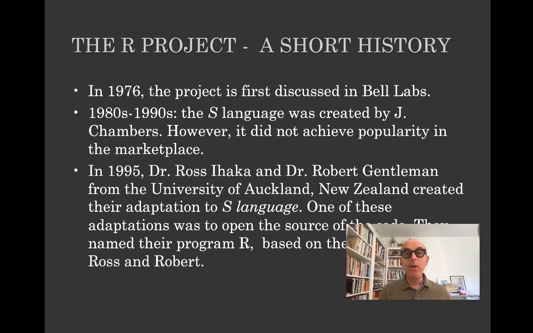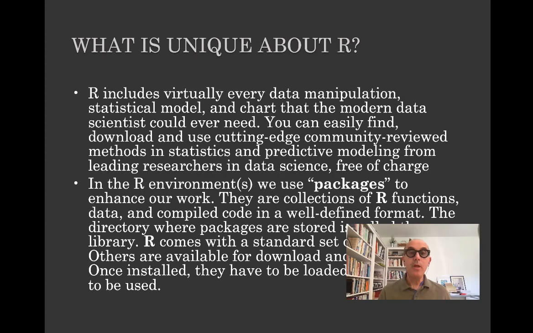So what happened was that in 1995, two professors from the University of Auckland took the S language and opened its source code to everyone to see. And they called it programming R. Why R and why not Z or T? Because their first names, Ross and Robert, R was named after their first names.